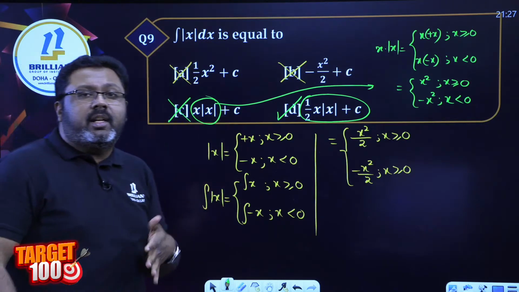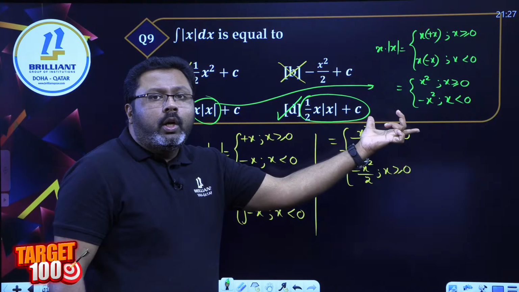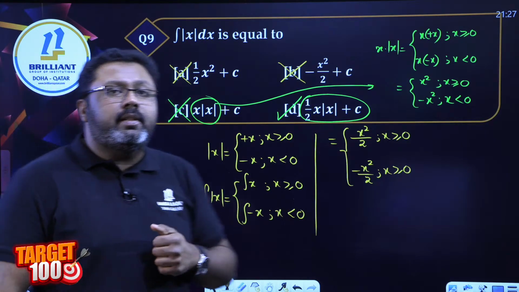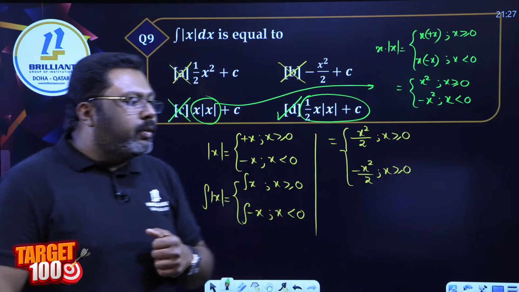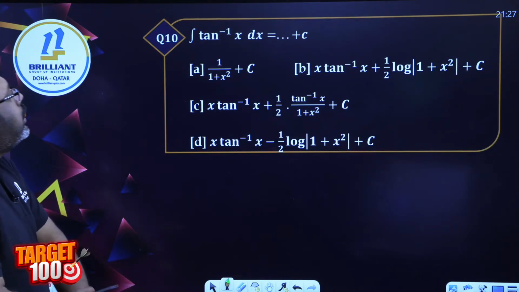So what is the integral of mod x? If it comes in the exam, sir, I don't want to do all these things. No need. What is the integral of mod x? Now you know that the integral of mod x is x mod x by 2. Okay, good. Question number 10 now.